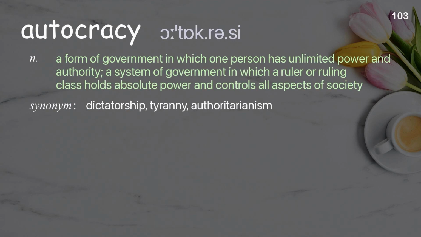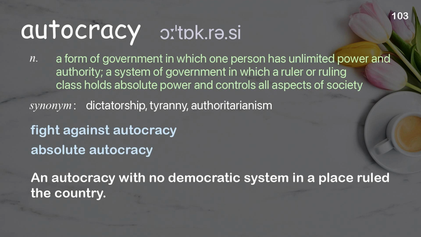Autocracy. A form of government in which one person has unlimited power and authority. A system of government in which a ruler or ruling class holds absolute power and controls all aspects of society. Examples: Fight against autocracy. Absolute autocracy. An autocracy with no democratic system in a place ruled the country.